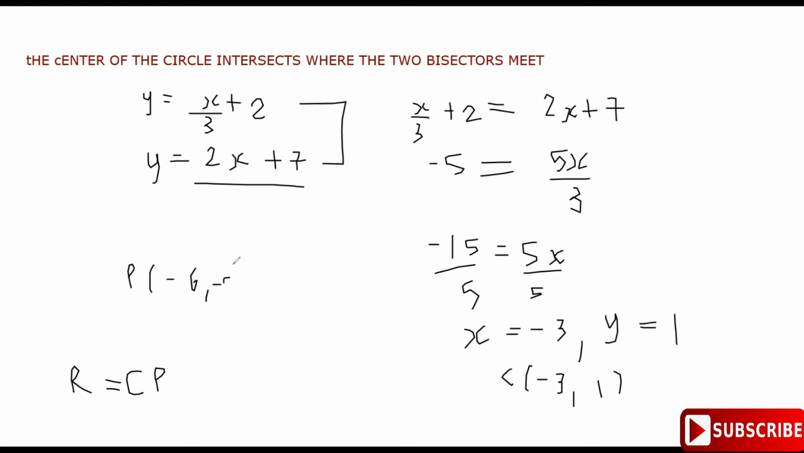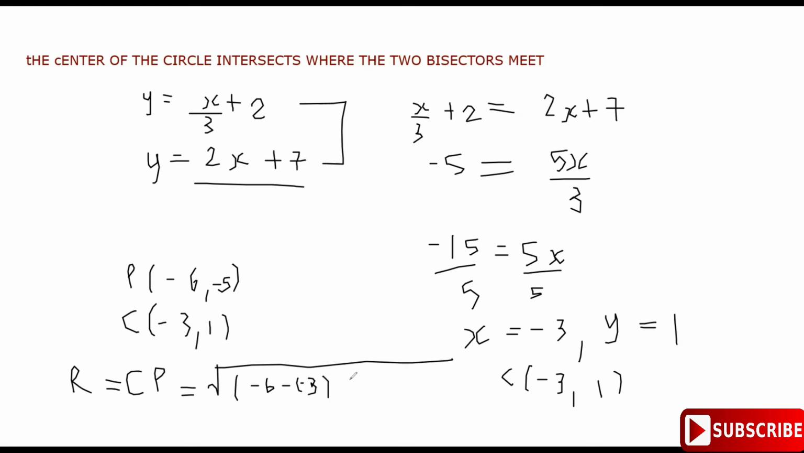So now what we're going to get for the radius is CP, the square root of, C is negative 3, 1 and that is P. So it's going to be x2 minus x1: negative 6 minus negative 3 squared plus 5 minus 1 squared. P was negative 6, 5. Just want to make sure. P wasn't negative 5, this was 5.